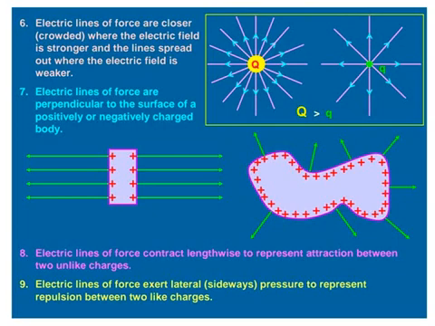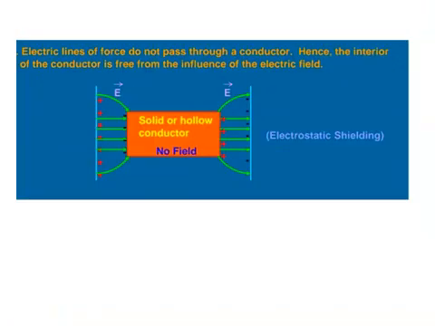Next, you have already learnt that the electric lines of force contract lengthwise to represent the attraction between two unlike charges and exert lateral pressure to represent repulsion between two like charges. And the next property of electric lines of force is that they do not pass through a conductor. Hence, the interior of the conductor is free from the influence of the electric field.